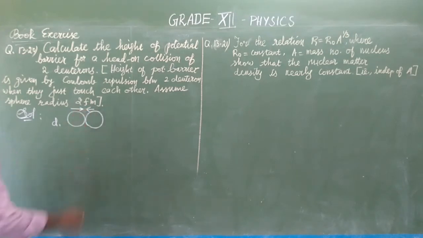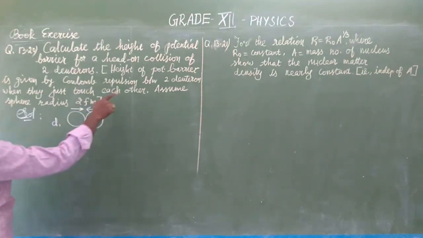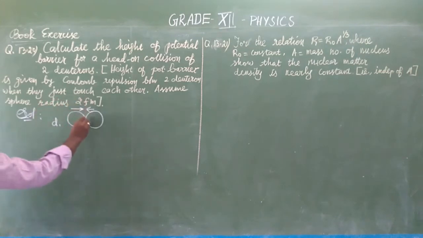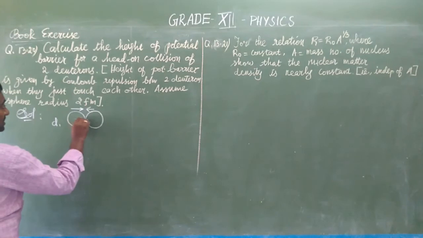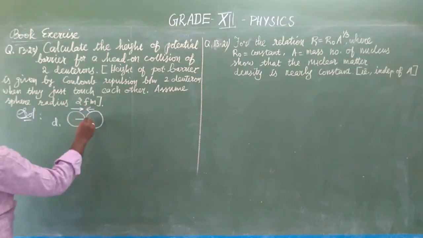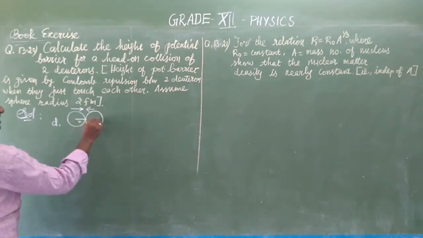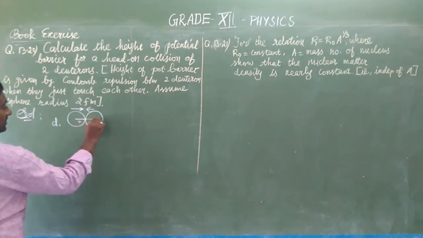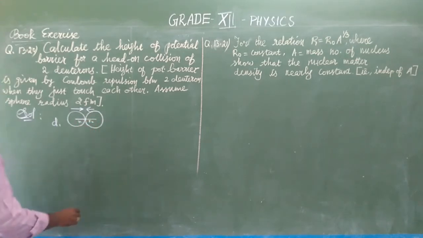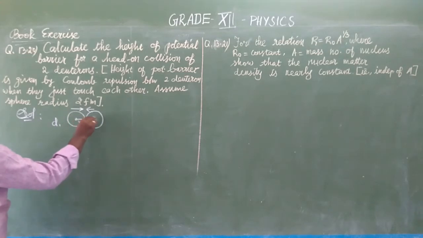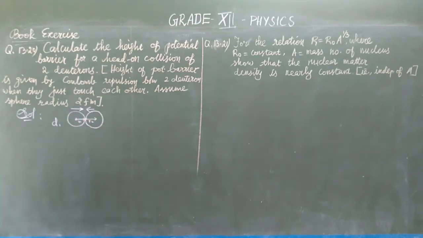So both undergo head-on collisions. Okay, they just touch each other. For the first deuteron, the given radius is 2 fermi-meter, R1, and for the second deuteron the radius is the same, R2. What are we going to calculate? The height of the potential barrier. So what is the height of the potential barrier when the two deuterons undergo the head-on collision?